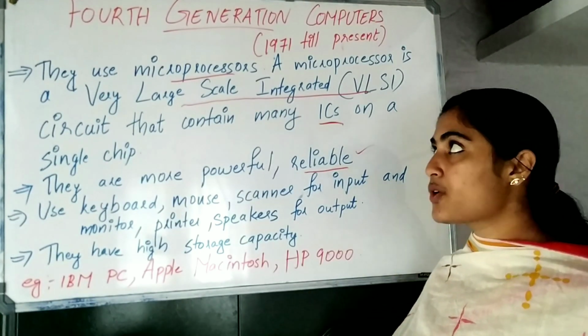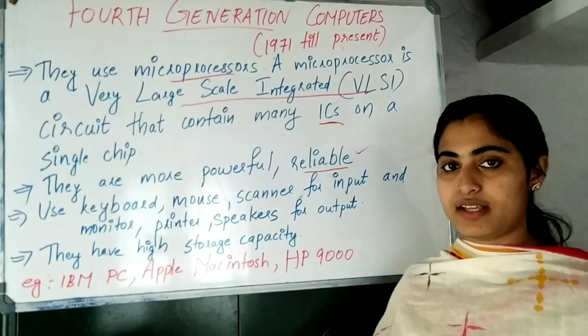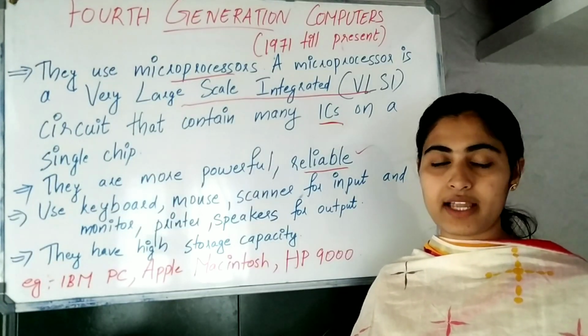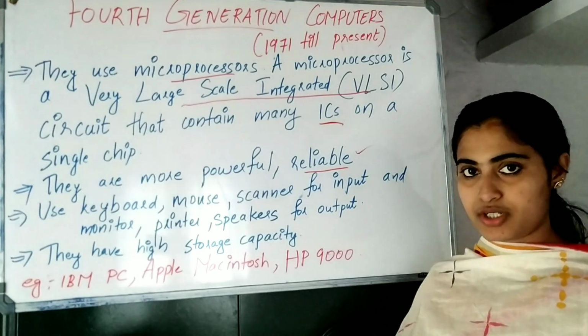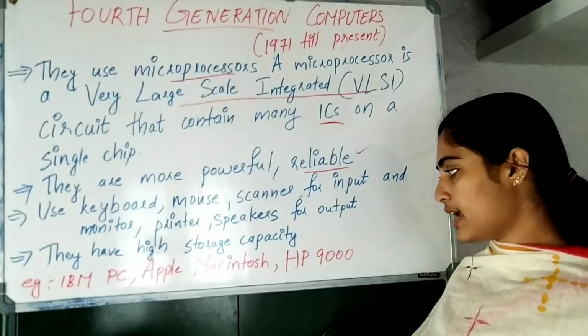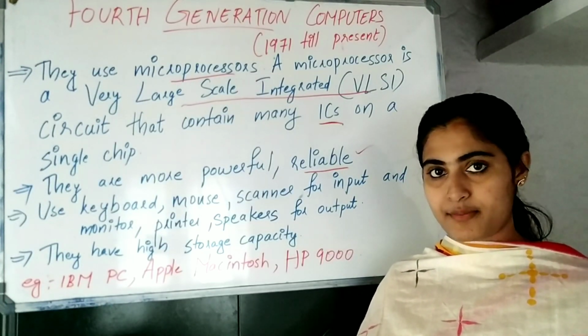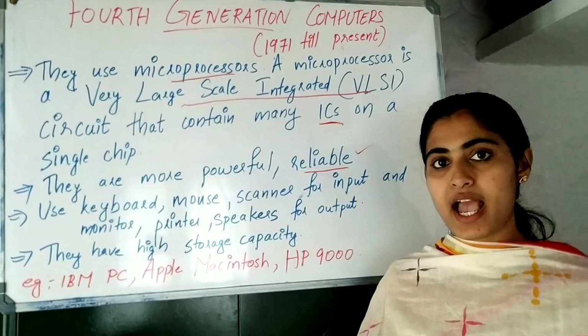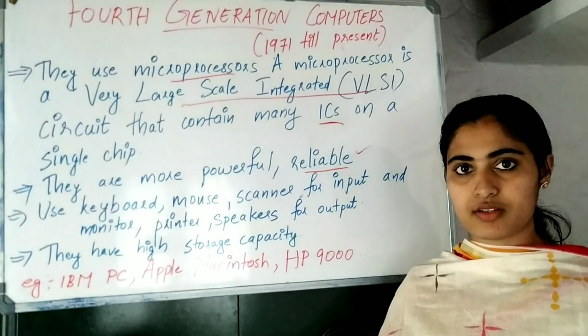And examples for fourth generation computers are IBM PC, that is the personal computers that we are currently using, and Apple Macintosh and HP 9000. So the examples are IBM PC, Apple Macintosh and HP 9000.